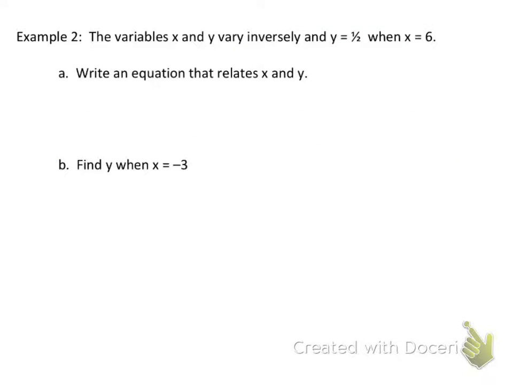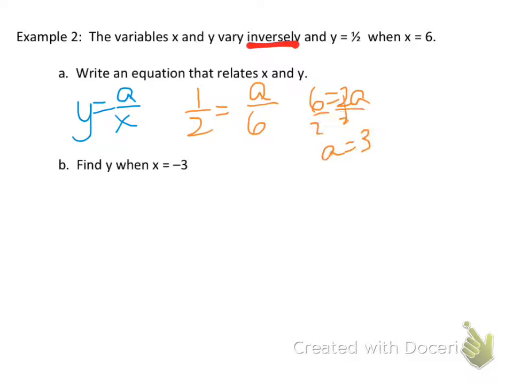Another kind of problem might be if they tell you that the variables x and y vary inversely, and then they tell you an example of what that relationship would look like. So if the variables x and y vary inversely, then that means y equals a over x. Well, we don't know what that constant of variation is, but we could find that because we have a relationship between x and y. So if we rewrite, plugging the 1/2 in for the y and the 6 in for the x, we can cross multiply and solve this, and we can find that a equals 3.